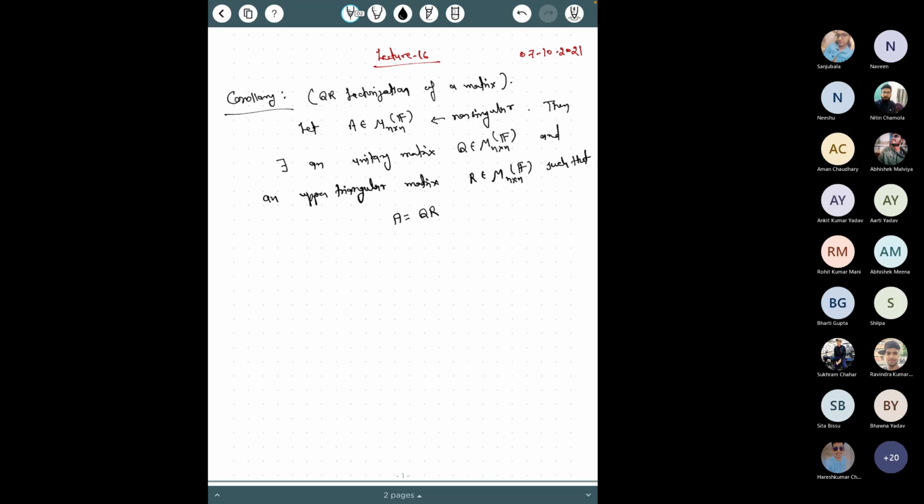As I mentioned, here I have assumed that A is non-singular of size n cross n. But even when A is rank deficient, that means it's not invertible, or whether the matrix is square or rectangular, we can still find its QR factorization. That would be a different variant of QR factorization, but let us focus on this. So this follows, as I mentioned, from the Gram-Schmidt process.